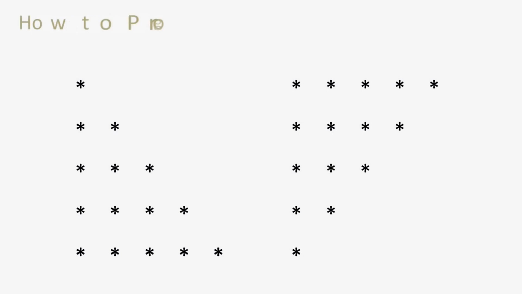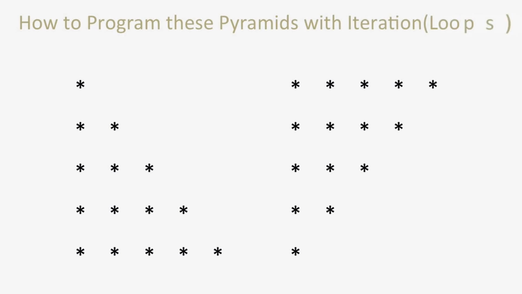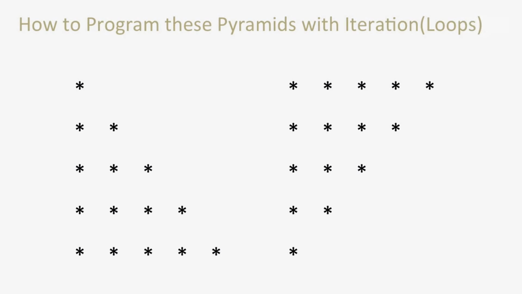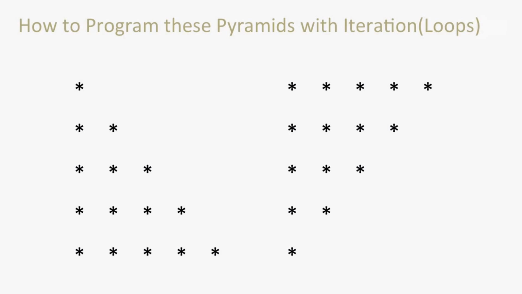Can't you see it? Oh, I'm sorry, this and this. So, how do we program these pyramids with iteration and loops? We have to make a clear picture of these kinds of pyramids and similar ones in our mind. So, let us start. If you concentrate, you can see that these pyramids are mere rows and columns. If you are not able to visualize it, let me help you.